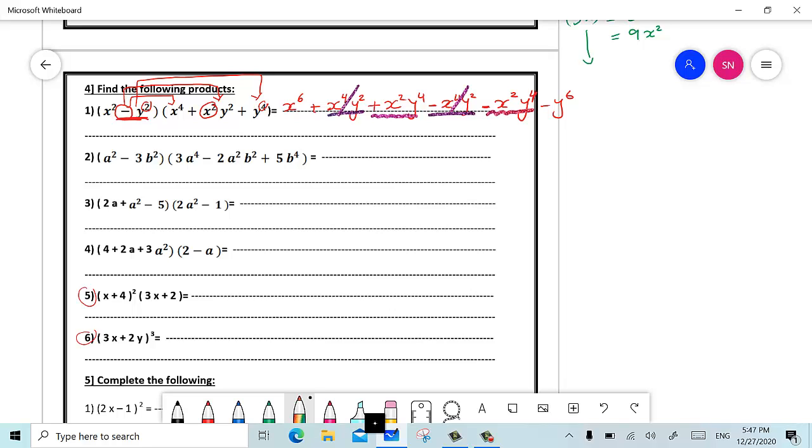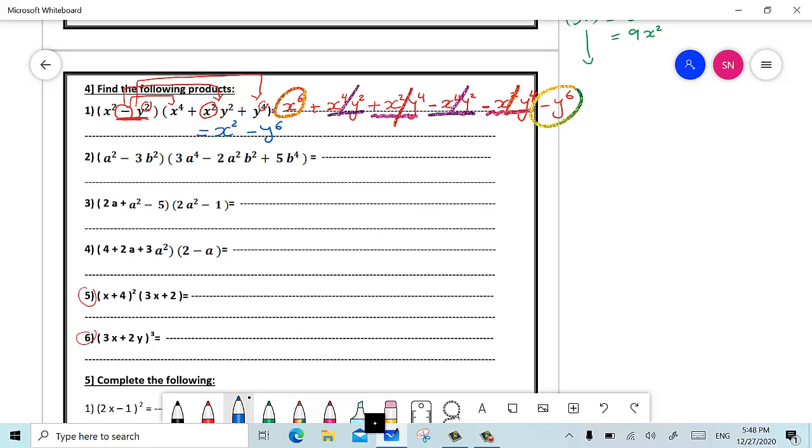negative x squared y to the power of 4. And again, both of them are the additive inverse of each other, so they are going to be cancelled. All I have now is x to the power of 6 and negative y to the power of 6. So my final answer after simplification is x to the power of 6 minus y to the power of 6.